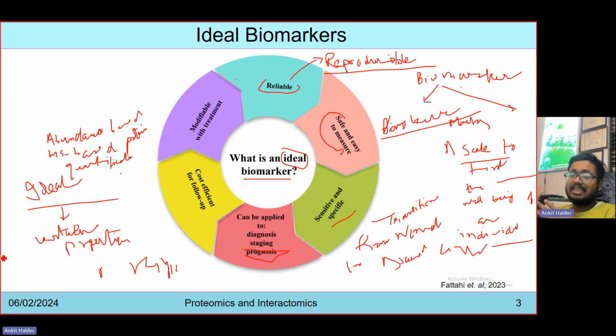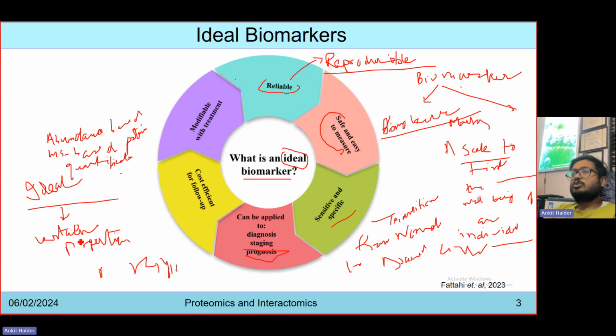So this will give the status of one as a biomarker, and one as an ideal biomarker. It will effectively differentiate the two: which one is a biomarker, and which can be taken forward as an ideal biomarker and should be studied to get the cohort done. Next is being cost efficient for follow-up.